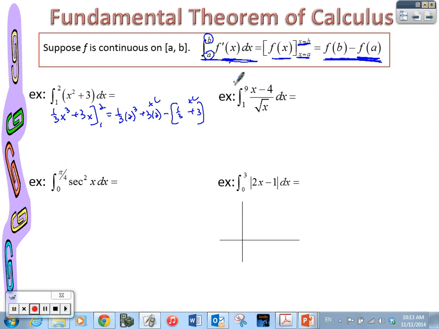All right, so let's see. 2 cubed is 8, so I have 8/3 plus 6 minus 1/3 minus 3. And 8/3 minus 1/3 is 7/3. And 6 minus 3 is 3. So what is that? 5 and 1/3. Check my arithmetic. 16/3. Is that right? Okay. So that is our very first definite integral using the fundamental theorem of calculus.